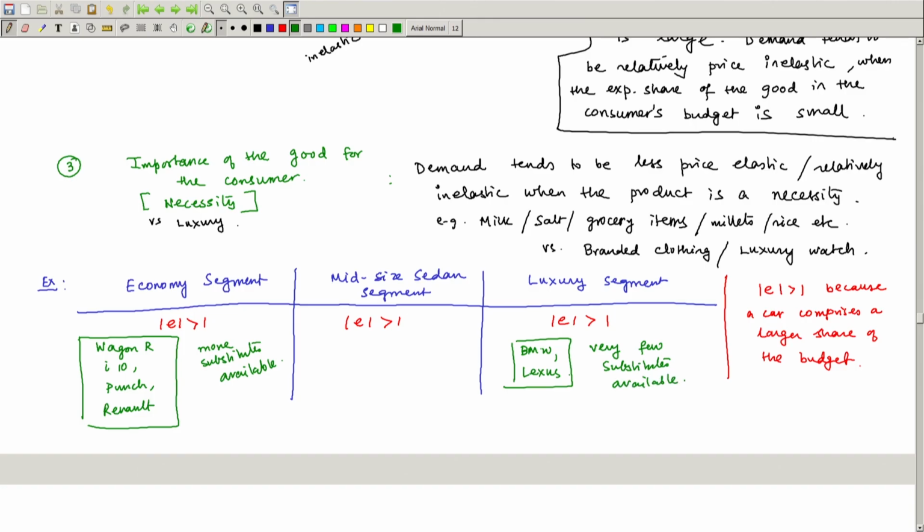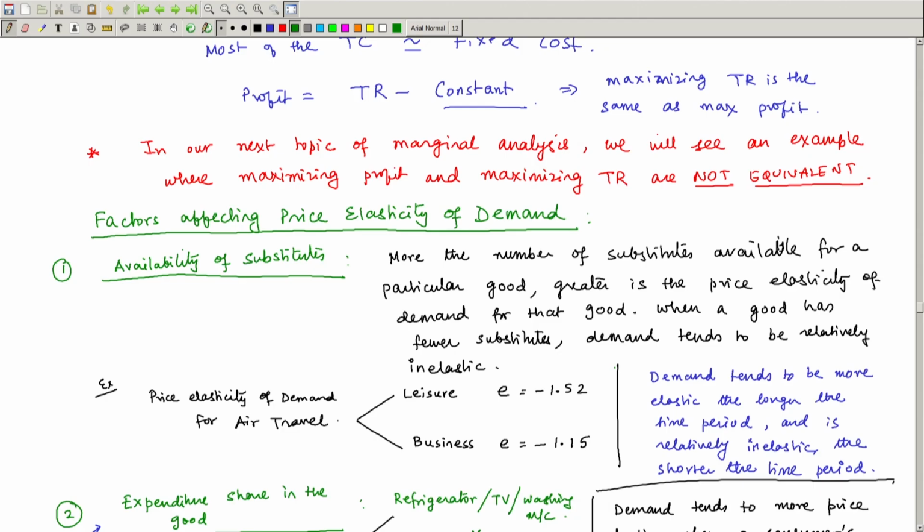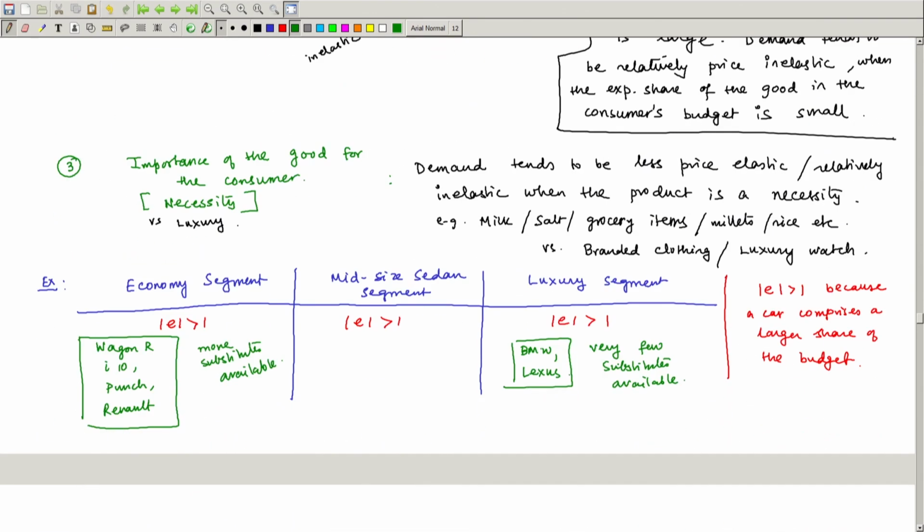Well, this is not to be confused with the first point, less the substitutes available, more inelastic the good is. But here notice, for all the 3 segments, I know that the absolute value of E is going to be bigger than 1, because a car is going to comprise a larger share of your expenditure, right. So, by that rule, the value of E is going to be a number bigger than 1 for all the 3 cases. But for the last segment, very few substitutes are available. So, compared to the economy size segment, I will expect a value of E to be much smaller.